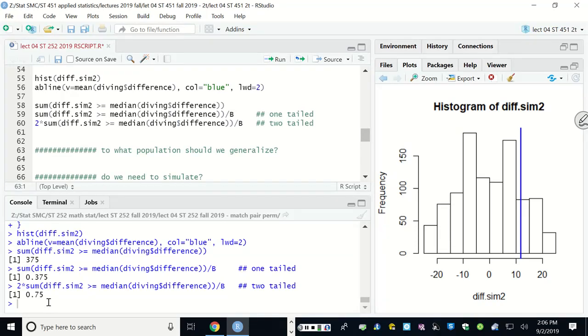Thinking about this a little bit more, how would you state this conclusion, right? So it's not unusual, I think, to encounter data like this. Here's this one particular meet with this excellent group of divers. How would you state a conclusion? What can you generalize this to?